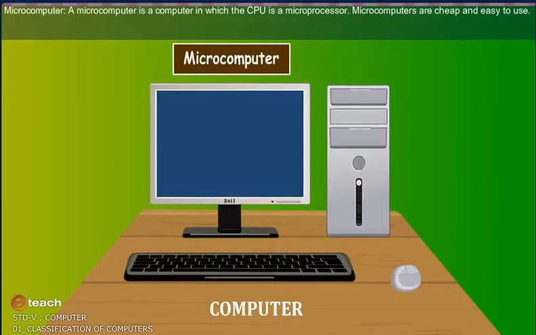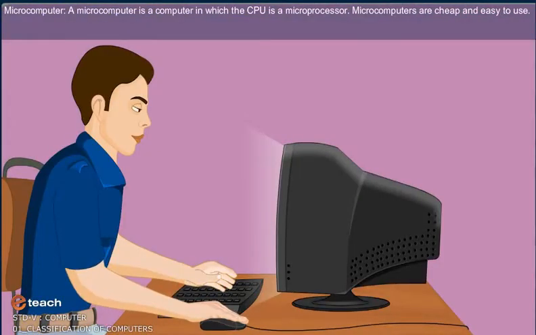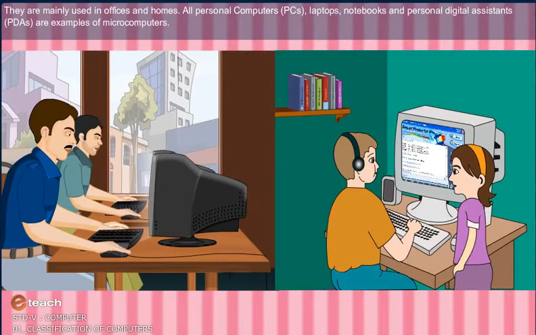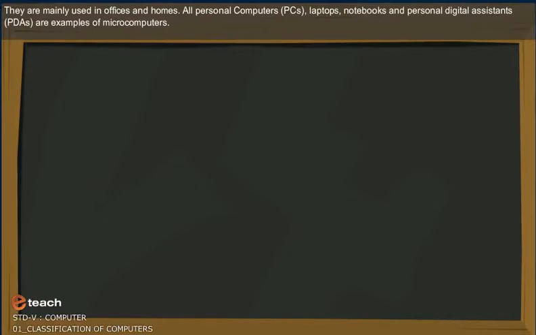First one is microcomputer. A microcomputer is a computer in which the CPU is a microprocessor. Microcomputers are cheap and easy to use. They are designed to be used by one person at a time. So they are also known as single-user computers. They are mainly used in offices and homes. All personal computers, that is PCs, laptops, notebooks and personal digital assistants, that is PDAs, are examples of microcomputers.